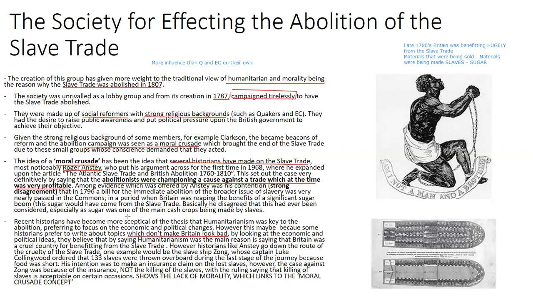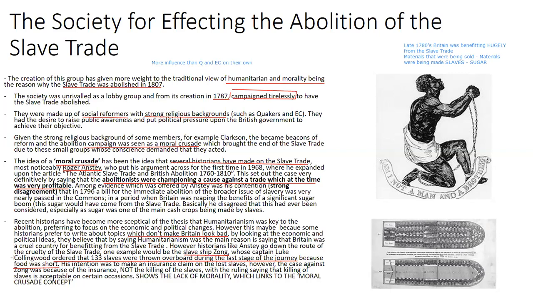Now, one example that you could use in the exam of a really cruel action towards the slaves is this one here, the slave ship Zong. The slave ship Zong was controlled by Captain Luke Collingwood. And the thing that stands out about the slave ship Zong is that during the journey, Collingwood ordered that 133 slaves were thrown overboard during the last stage of the journey while they were still alive. The reason for this is because the food on the ship was short. So this man ordered that 133 slaves were thrown overboard while they were still alive.